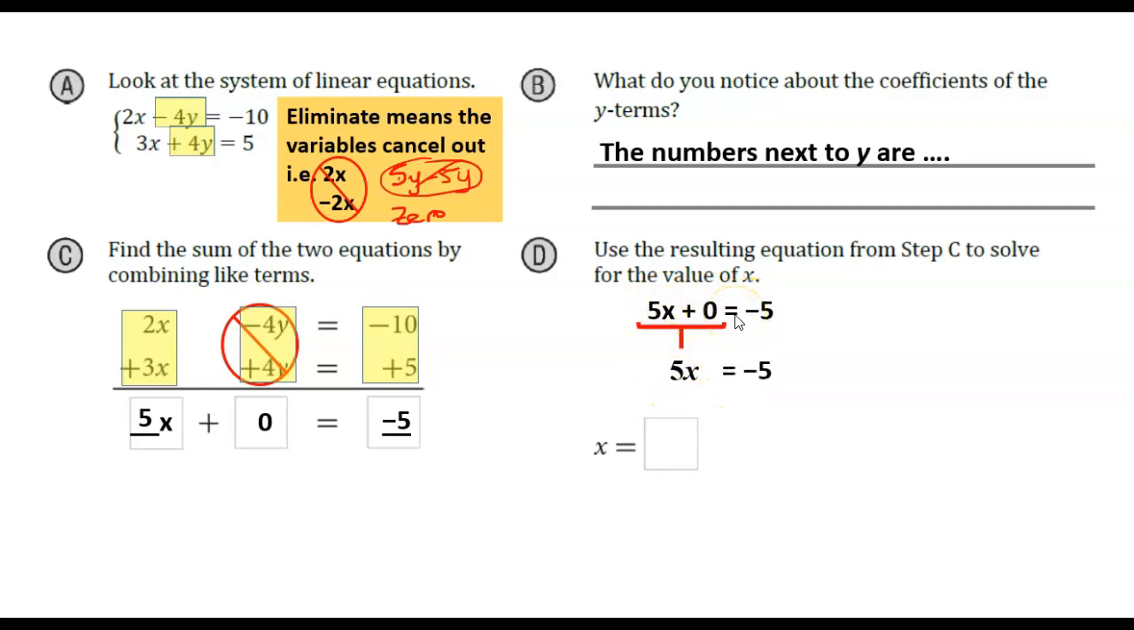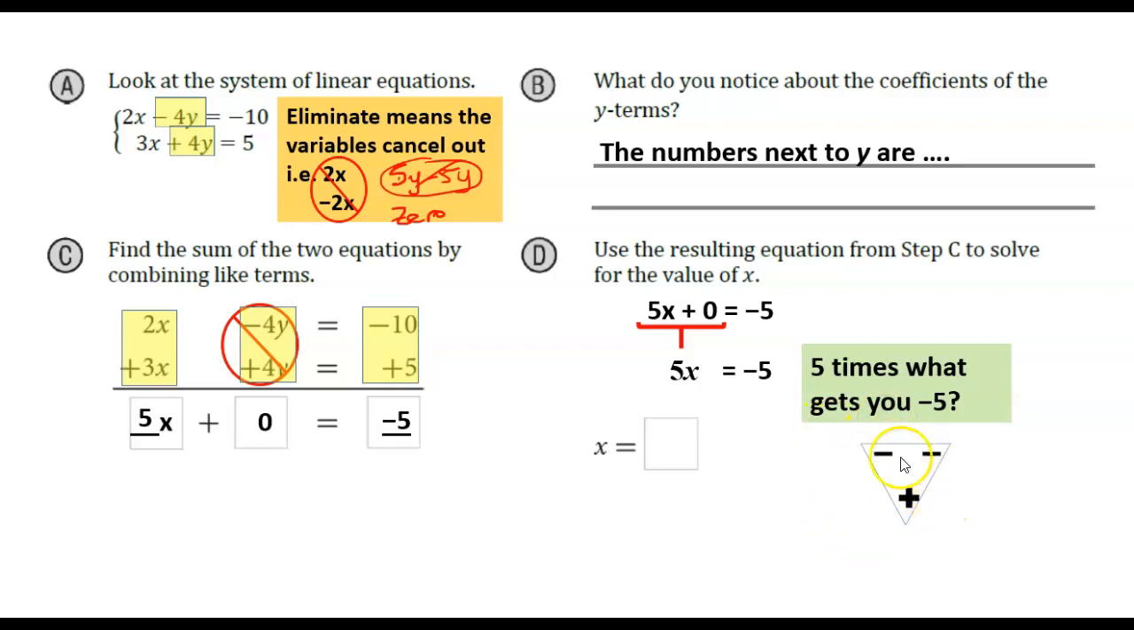Now, if I have this 5x equals negative 5, think about I am multiplying by 5, so I could do the opposite of multiplying, or I can play a little guessing game: 5 times what gets you negative 5? What do you guys think? Well, if you're wondering, I think it's 1, but I'm not quite sure about the sign.